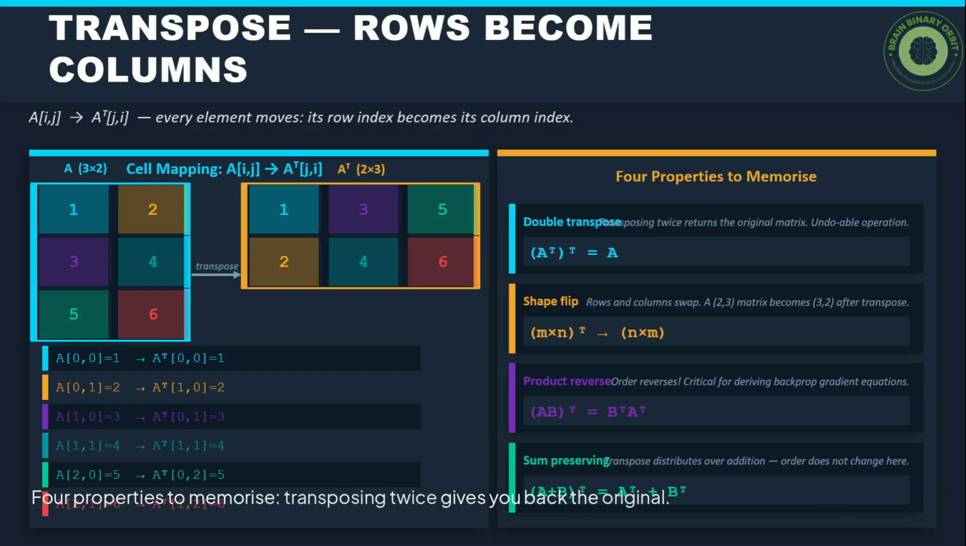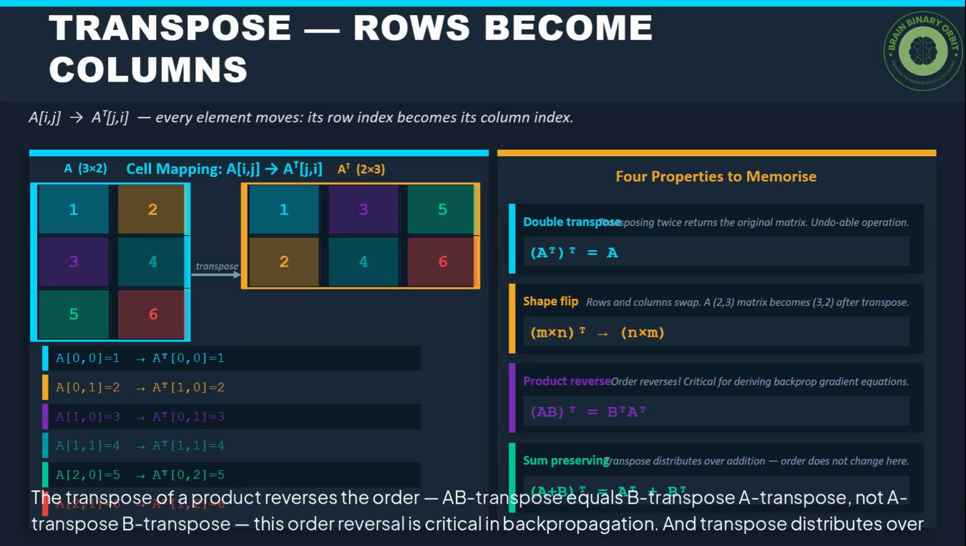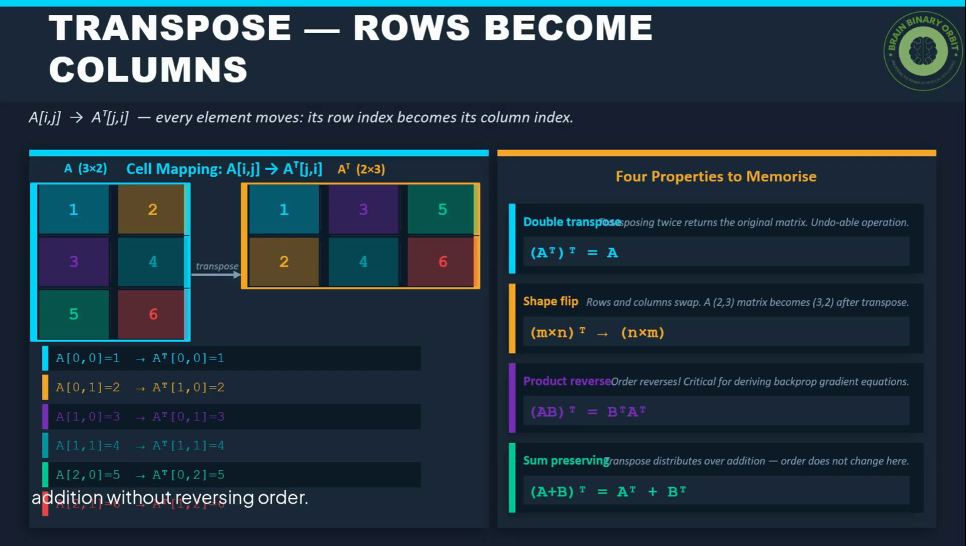Four properties to memorize. Transposing twice gives you back the original. The shape flips, M by N to N by M. The transpose of a product reverses the order. (AB) transpose equals B transpose A transpose, not A transpose B transpose. This order reversal is critical in backpropagation. And transpose distributes over addition without reversing order.